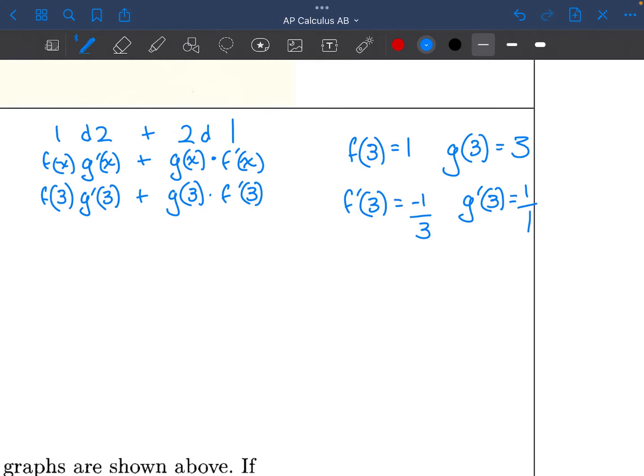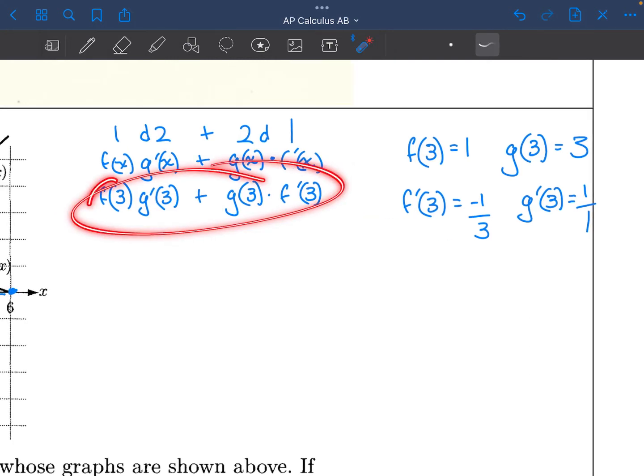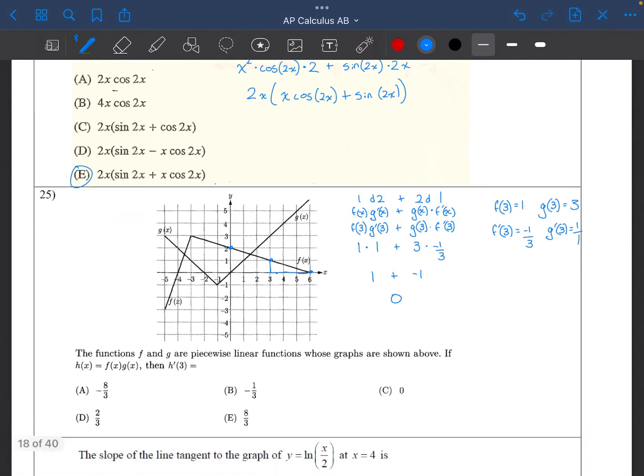Cool, we're ready to plug in all these values. So coming back over here to the left-hand side, plugging in for f of 3 first. f of 3 we said was 1, g prime of 3 we said was 1, plus g of 3 we said was 3 times f prime of 3, which was negative 1/3. All right, 1 times 1 is 1, 3 times negative a third is negative 1. 1 plus negative 1 is 0. Kind of anticlimactic. I was expecting some cool things to happen, but we do get the final answer as C, 0.